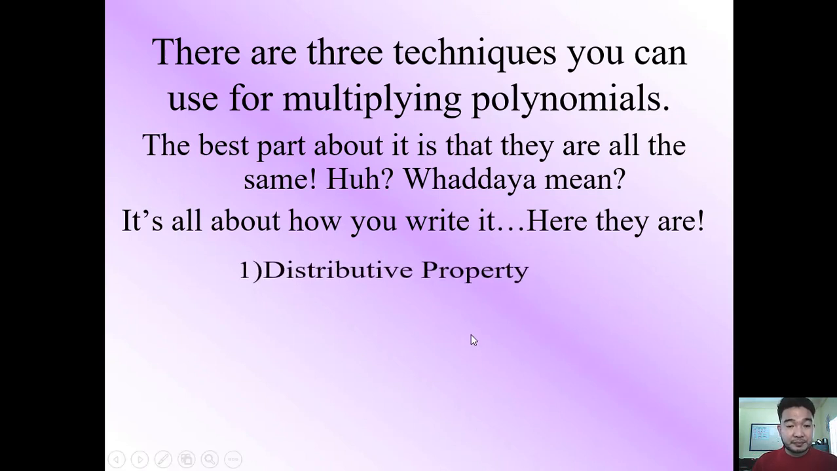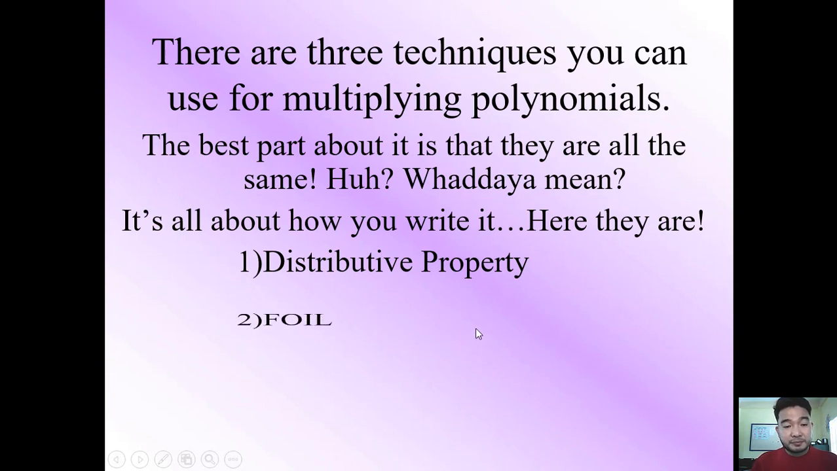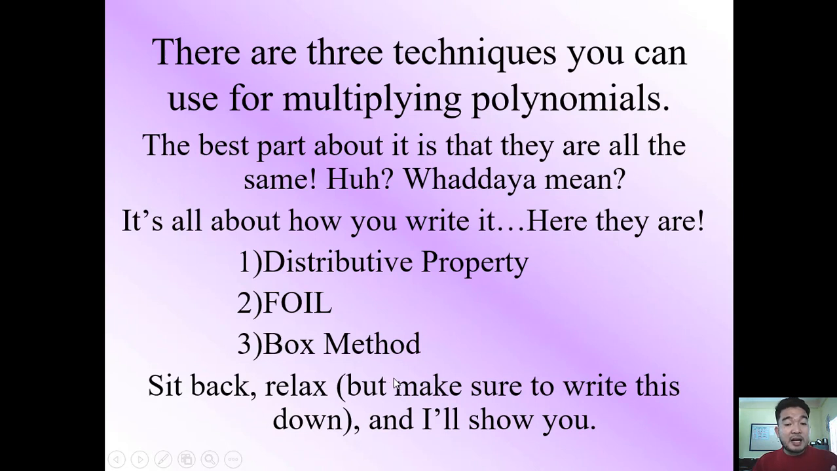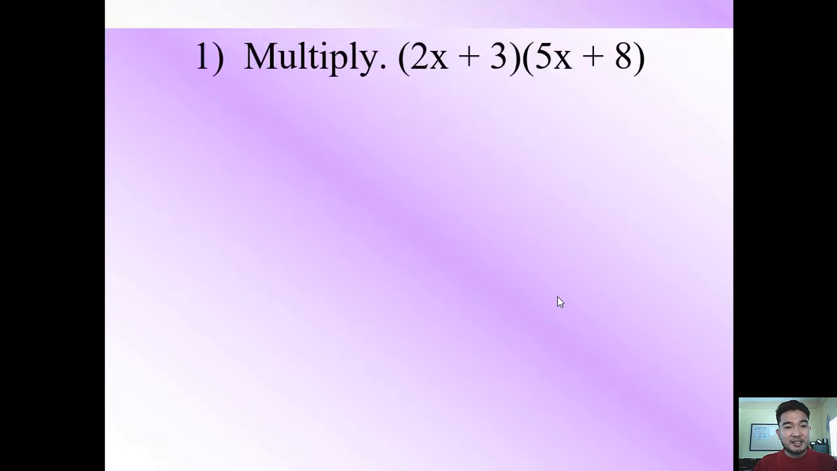Here they are. We have the distributive property, which is the most applicable one. Then we have the FOIL method. FOIL method can only be applied if the two polynomials are both binomials. Then we also have the box method. These three. So just sit back, relax, but make sure to write this down, and I'll show you. Please get your pen and your notebook and follow the steps on multiplying polynomials.